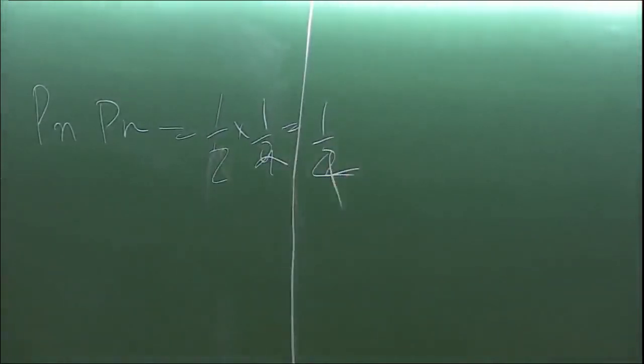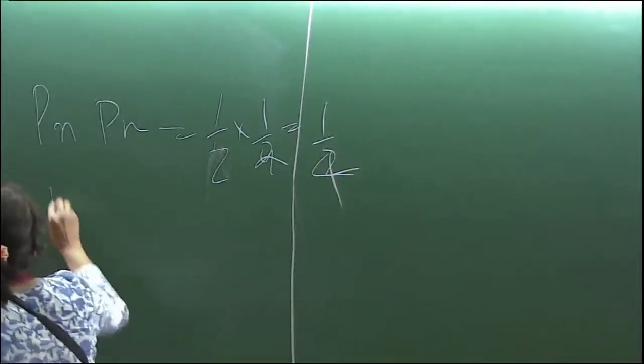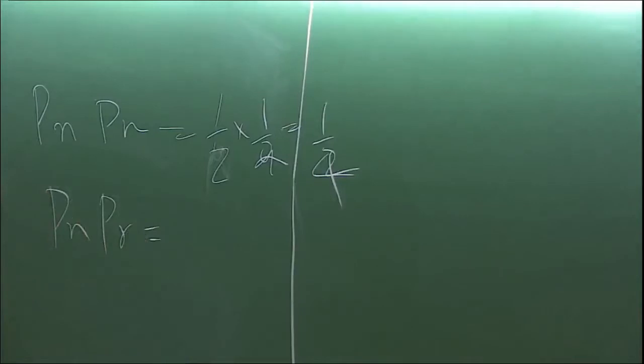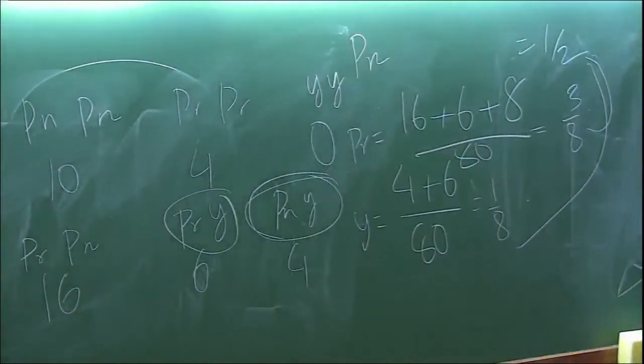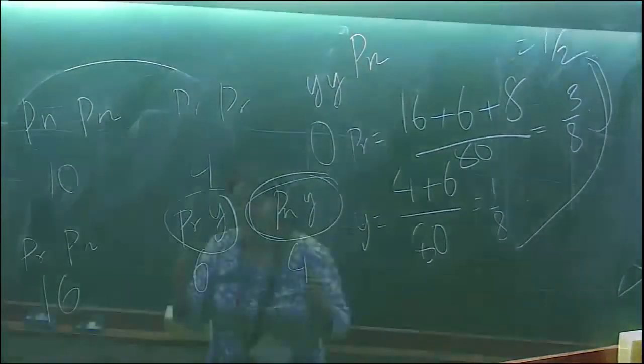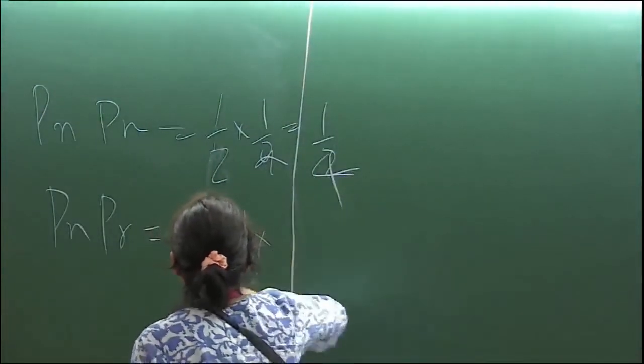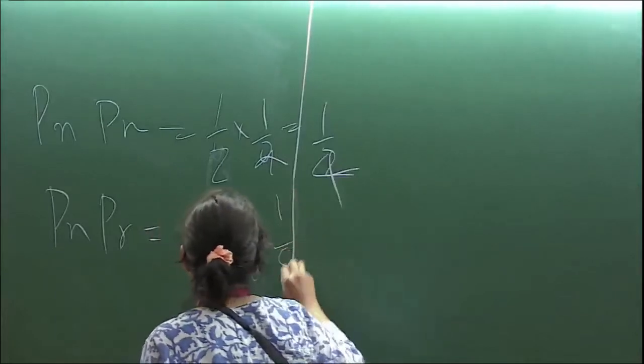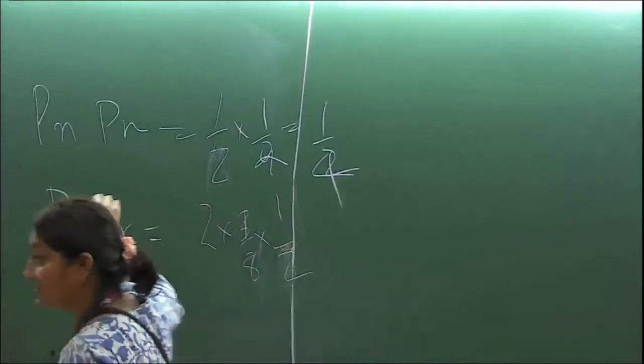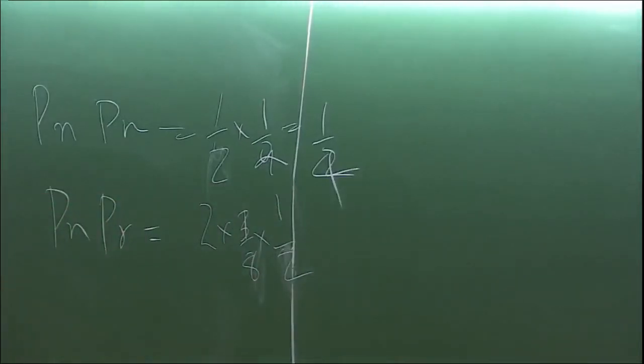Okay. Now, let's look at a heterozygote. I won't work through the whole thing again. What about pink, purple? 1/2 into 3/8, and then into 2. Why is it into 2? Because you could pull pink, purple, or purple, pink. And because it's or, you have to add them, right? Does that make sense? It sounds very basic, but it's important to understand. So 2 into 1/2 into 3/8. Fine. So this is how you would calculate allele frequencies and genotype frequencies from generation to generation.